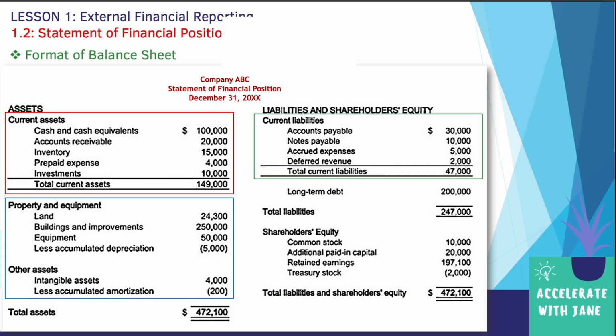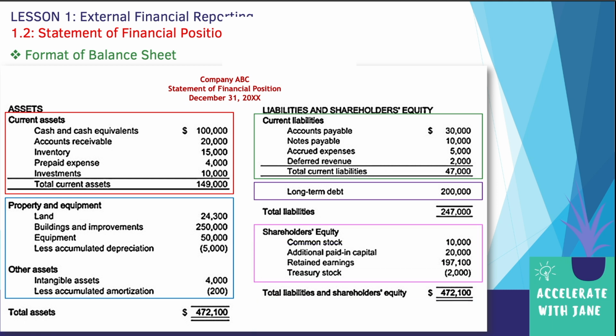Then we also have the current liabilities. So observe the items included here: accounts payable, notes payable, accrued expenses, deferred revenue. And we have long-term liabilities or non-current liabilities, the long-term debt. And for equity, you have common stock or common shares, additional paid-in capital or share premium, retained earnings, and treasury stock. Note that total assets and then total liabilities plus shareholders' equity, the amount should be balanced. That's why it's called balance sheet, right?